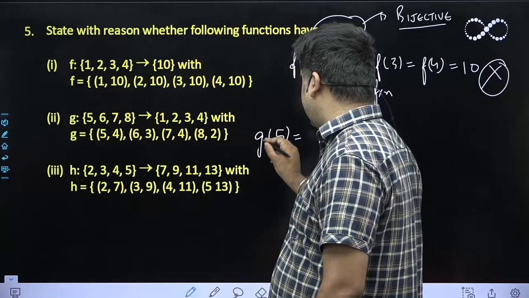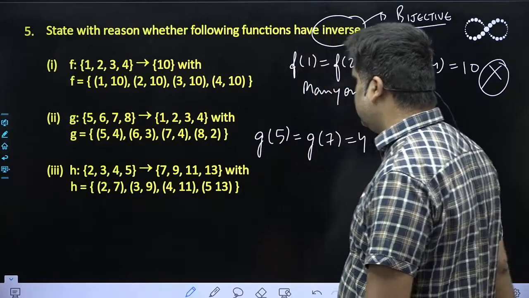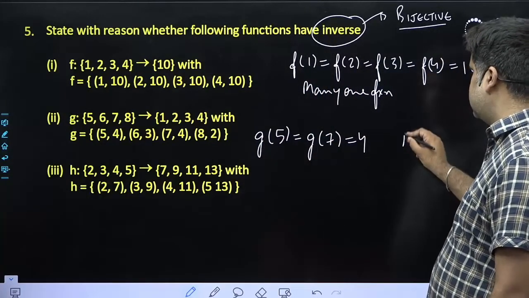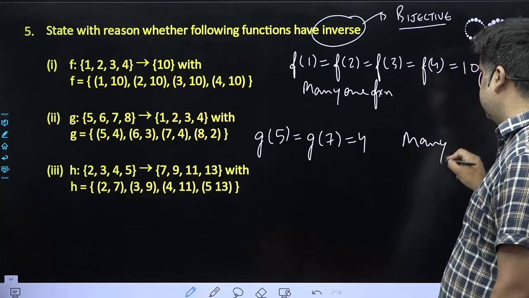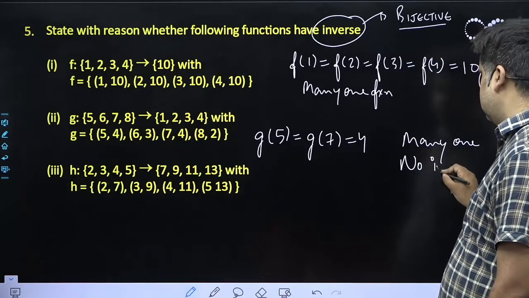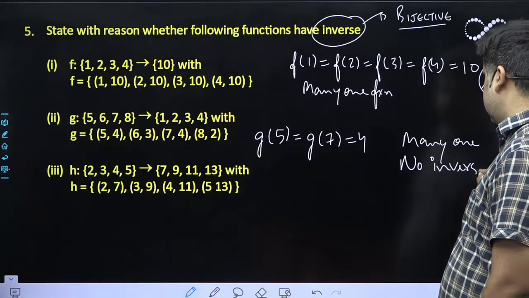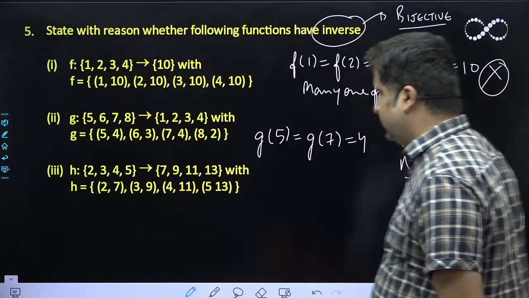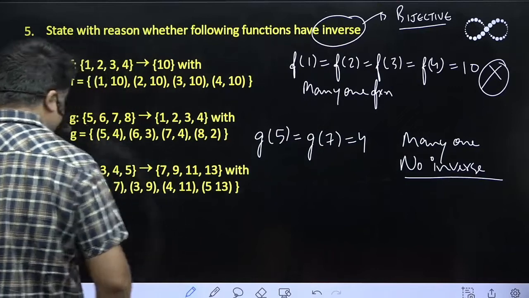So g of 5 is equal to g of 7 is equal to 4. Therefore, this is also a many-one function. Therefore, the inverse does not exist. Okay. In this case, let's see.